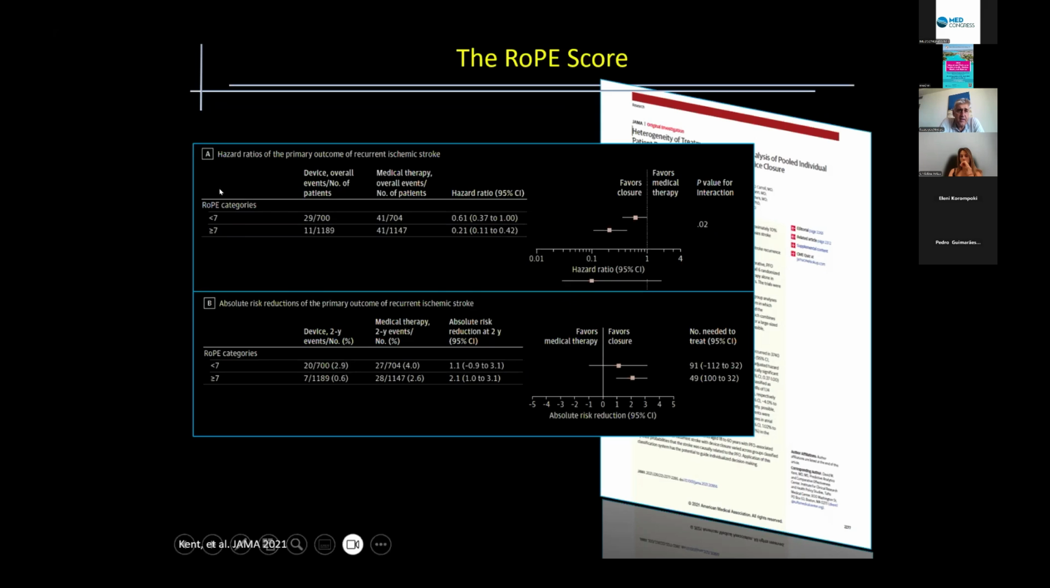And you see how it works. In these randomized trials, for patients who had a ROPE score more than 7, that is, very few comorbidities, there was a huge beneficial effect. On the other hand, in patients who had a low ROPE score, that is, several other comorbidities which might have been causally associated with a stroke, the effect was not that huge. So again, it points in the direction that taking the overall profile of our patient into consideration can give us a clue whether this PFO was causally associated or not.